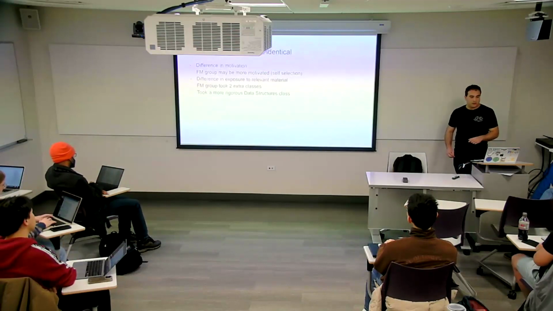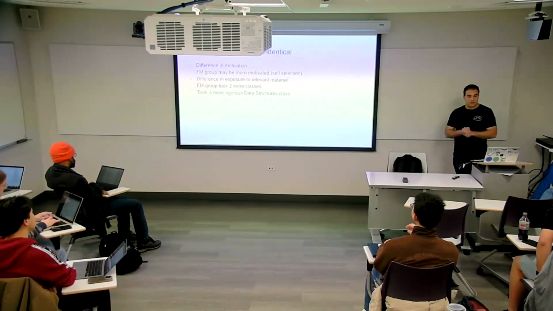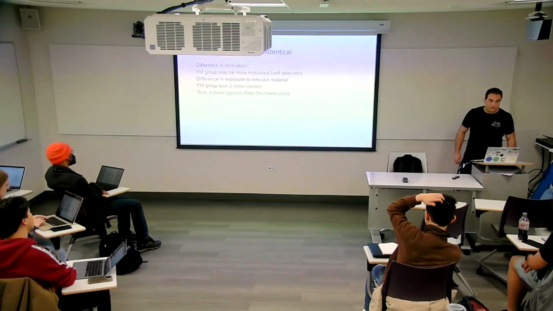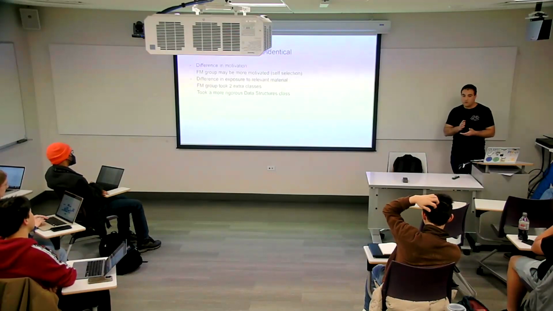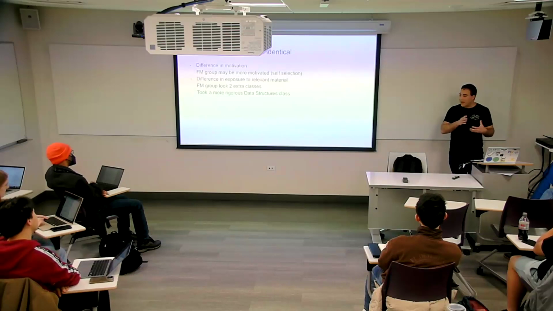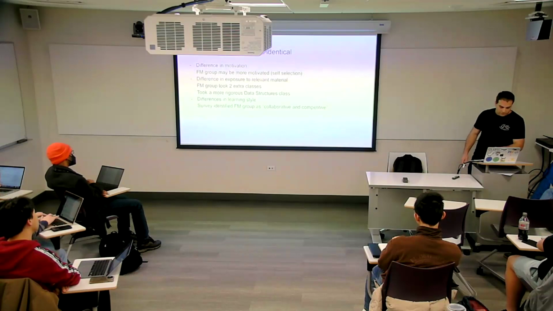So also, a potential difference in exposure to relevant material. This is kind of what you were saying, Long, right? The formal methods group took 2 extra classes, one of which was a more advanced version of the data structures class that the control group took. So they may have actually learned more material. They may have just been better equipped to do the elevator project.